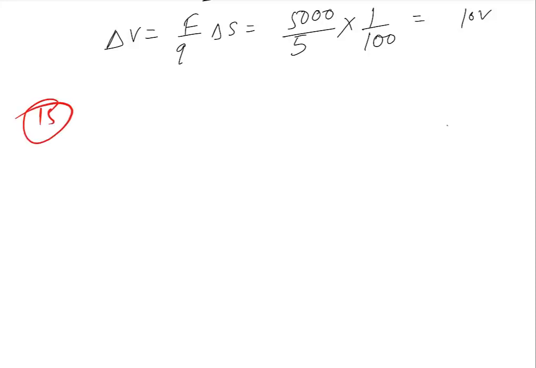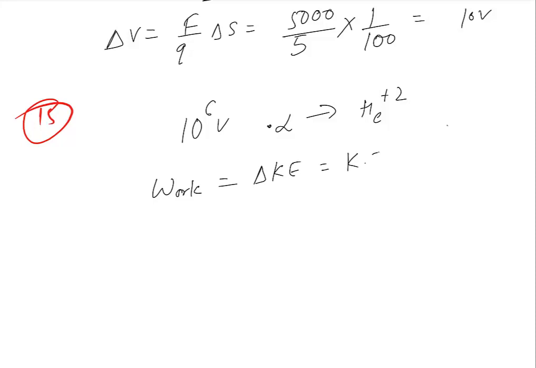Question number 15 says an alpha particle is accelerated through a potential difference of 10 to the power 6 volts. Alpha particle is nothing but a helium nucleus. So what will be its kinetic energy? From the work energy principle, you can say that work done will be equal to its change in kinetic energy, and as the initial kinetic energy was 0, it is directly equal to the final kinetic energy.